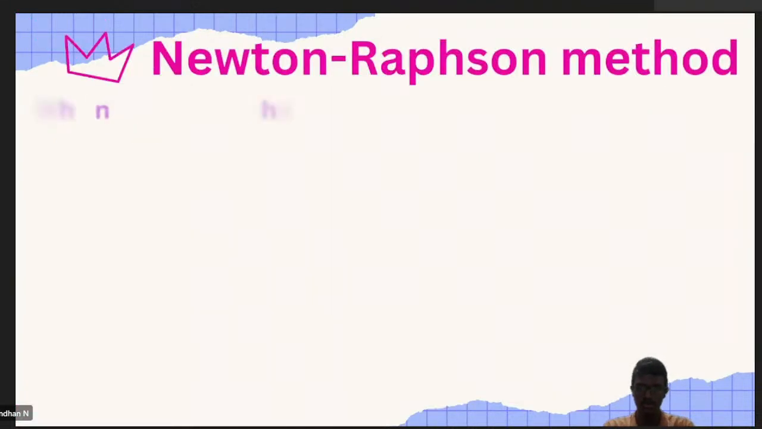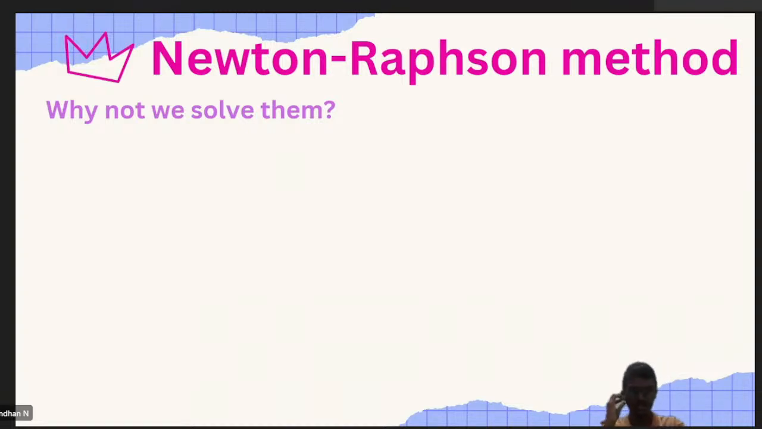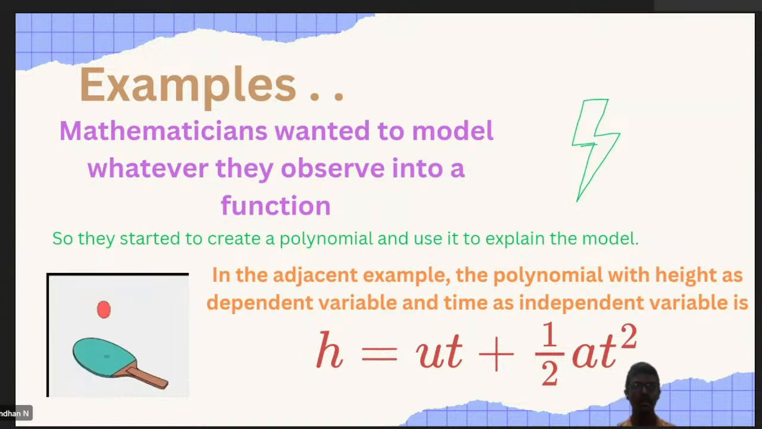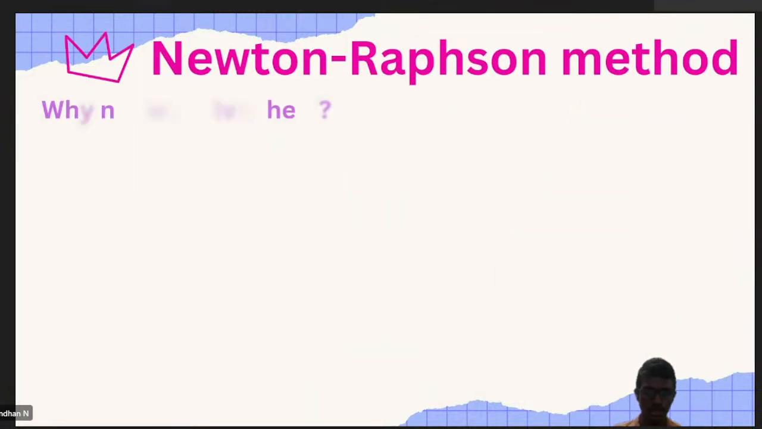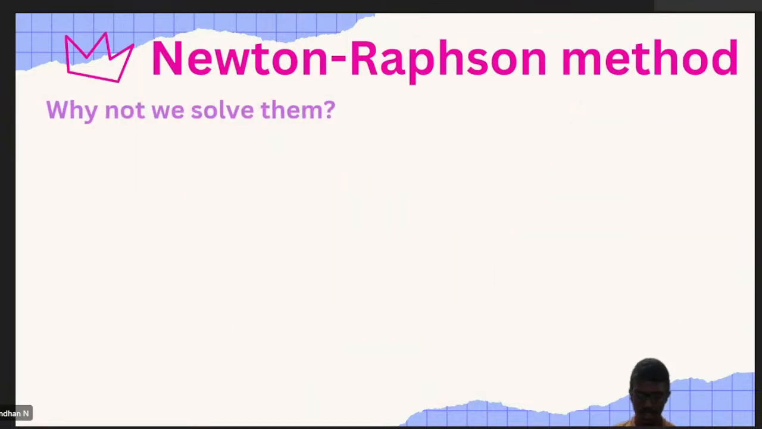Let's go to the next screen. After they found polynomials to model something, the first thing they thought was, why not solve them? For the equation h equal to ut plus half at squared, we can say, oh, there is the formula minus b plus or minus square root of b squared minus 4ac, for quadratic, right? Okay, so what about cubic? Well, cubic also has a formula, but it's very big. What about degree 5? What about a polynomial of degree 7 or 100? Because a polynomial can have a degree of any natural number.